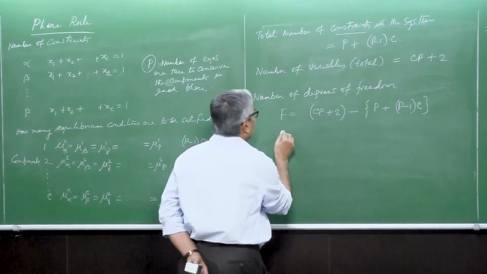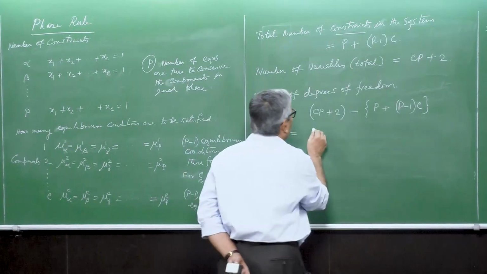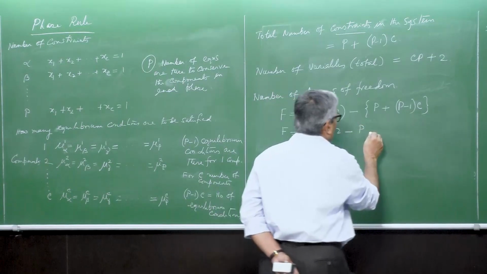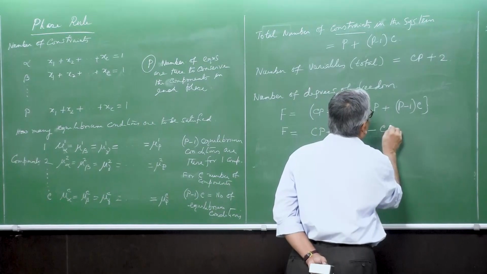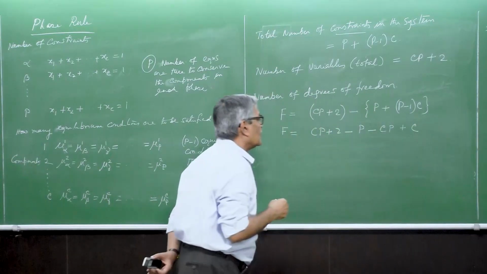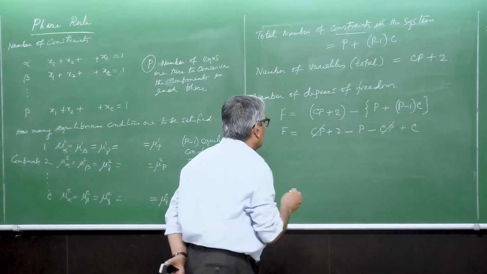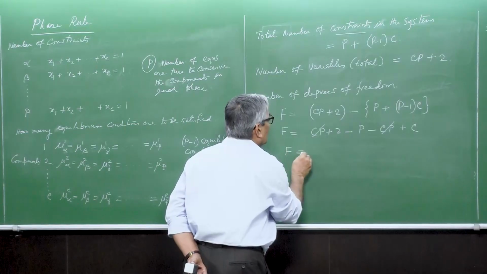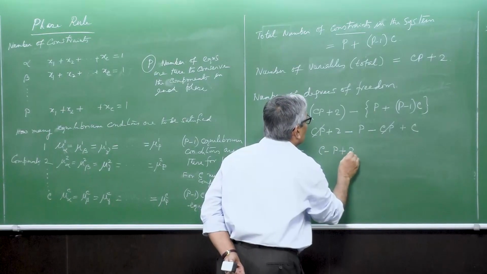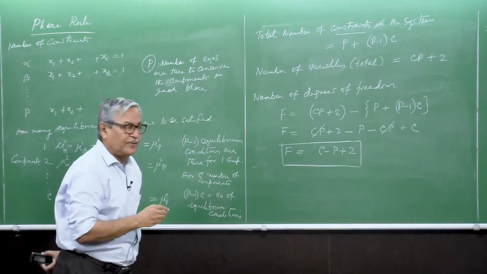So this is a simple algebraic equation: CP plus 2 minus P minus CP plus C. So CP and CP cancel out. We have a very simple equation that F equal to C minus P plus 2. And that is called your phase rule.